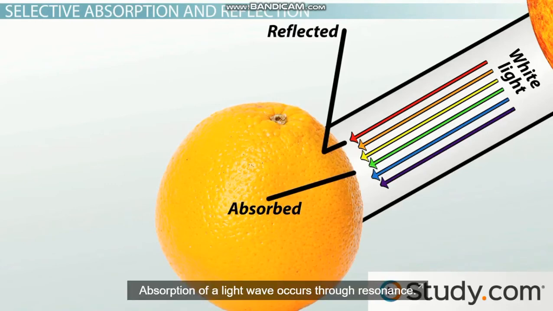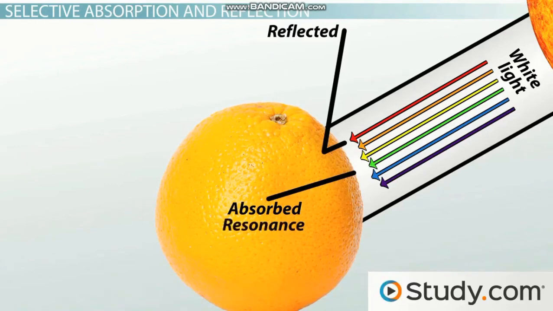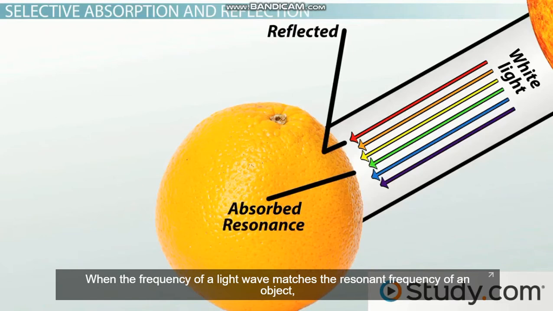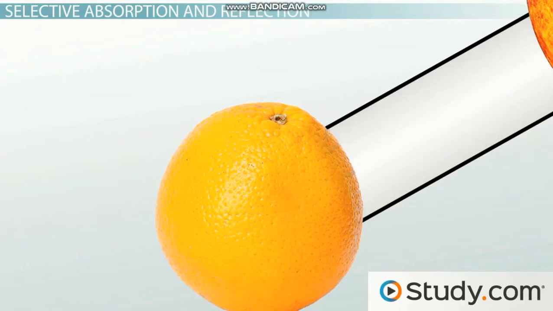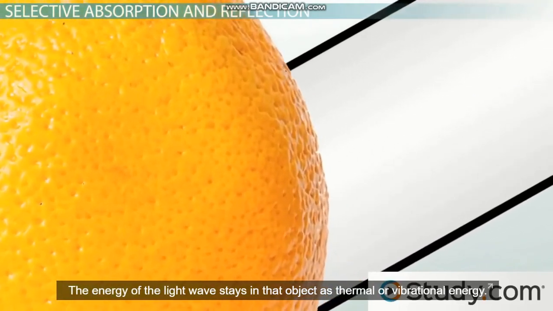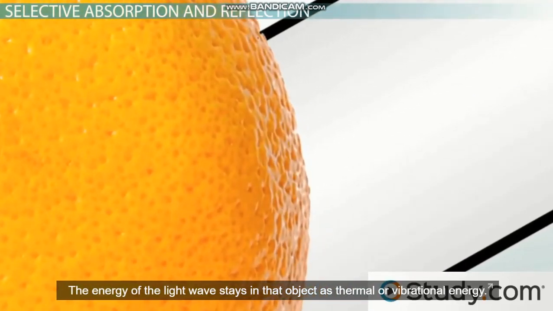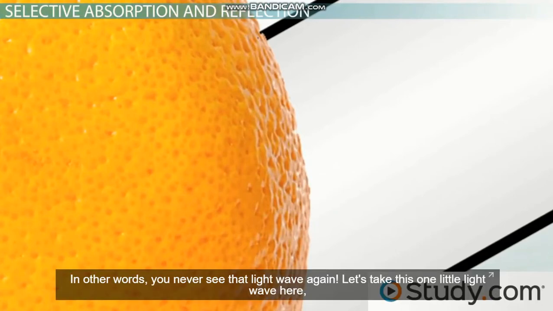Absorption of a light wave occurs through resonance. When the frequency of a light wave matches the resonant frequency of an object, then the object vibrates at that frequency. The energy of the light wave stays in that object as thermal or vibrational energy. In other words, you'll never see that light wave again.